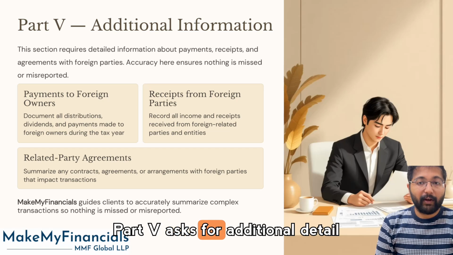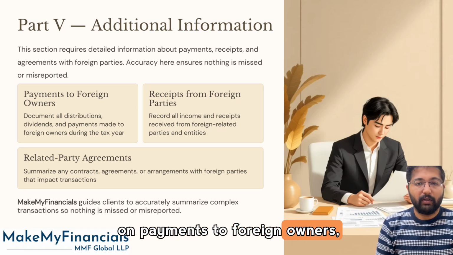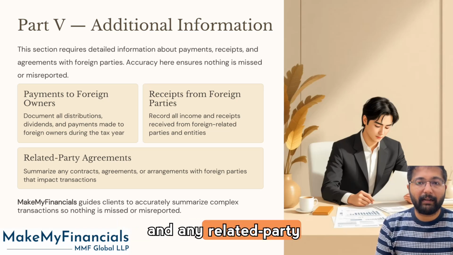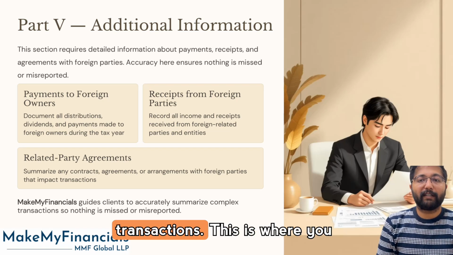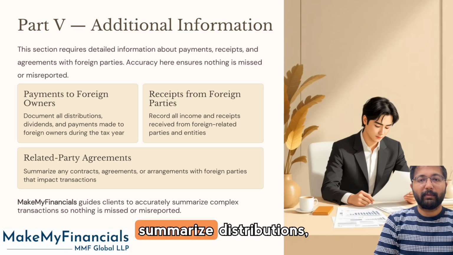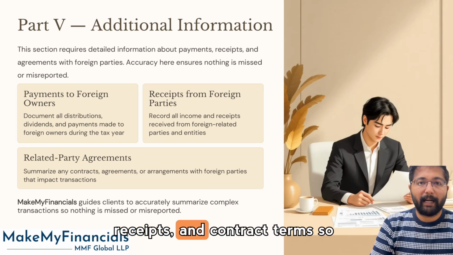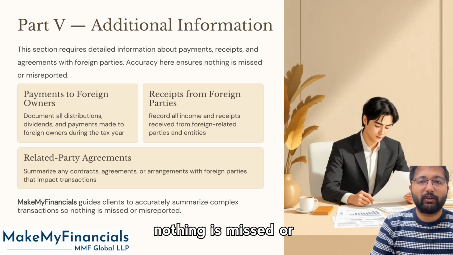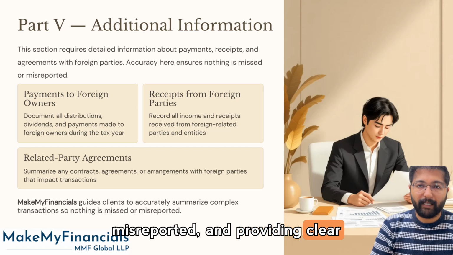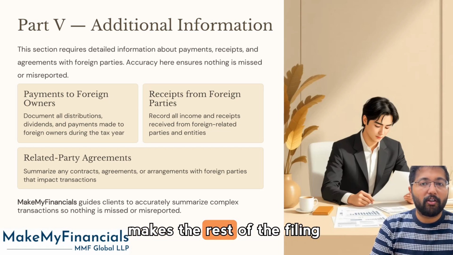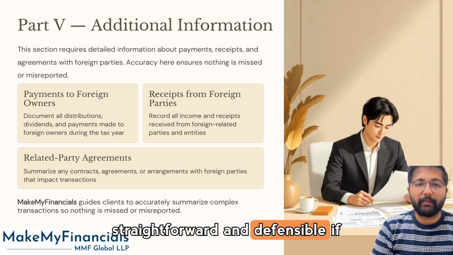Part 5 asks for additional detail on payments to foreign owners, receipts from foreign parties, and any related party agreements that affect transactions. This is where you summarize distributions, receipts, and contract terms so nothing is missed or misreported, and providing clear supporting documentation makes the rest of the filing straightforward and defensible if questioned.